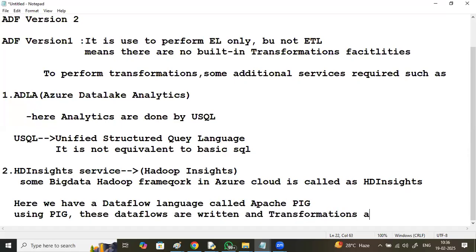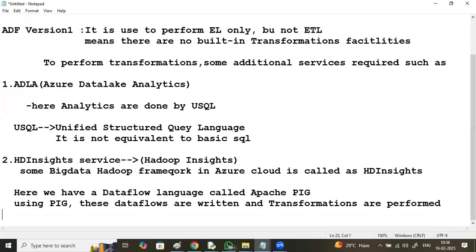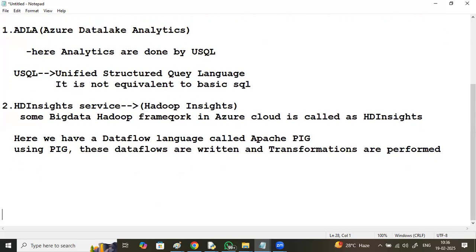And transformations are performed. I'm saying that if it is version 1, you need to have knowledge about this HD Insight and about Apache Pig. Pig is one of the best scripting languages, right? With very little coding. 100 lines of Java code you can write within 6 to 7 lines using this Pig Latin language.